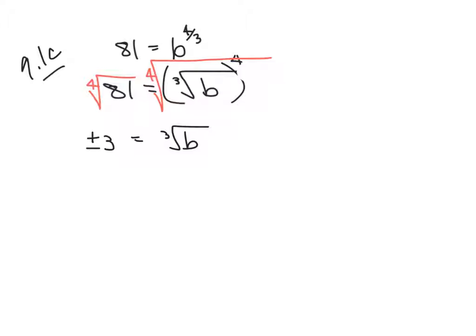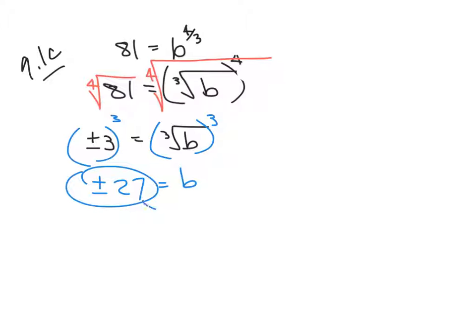Okay, so what do I do? Well, I'm still trying to get rid of this junk around this b so it's b only. If I've got the cubed root of b, the way to get rid of that is to cube this side and to cube this side. And when I cube this side, I get plus or minus 27, and I get a b here. Then I have to check both of these answers.